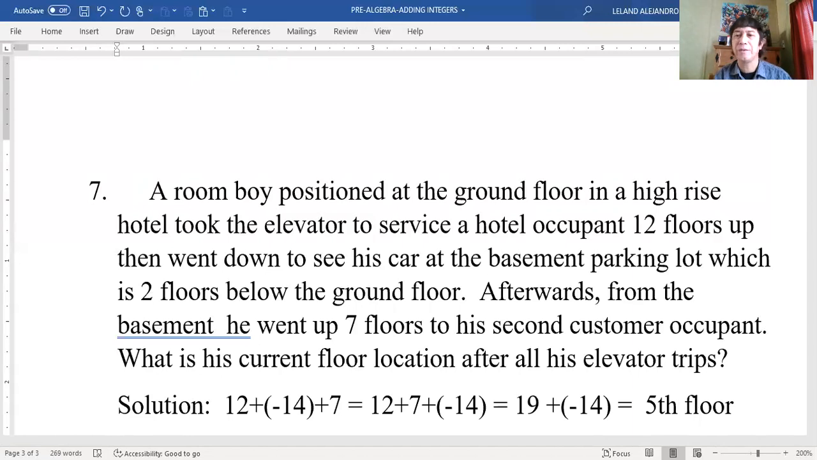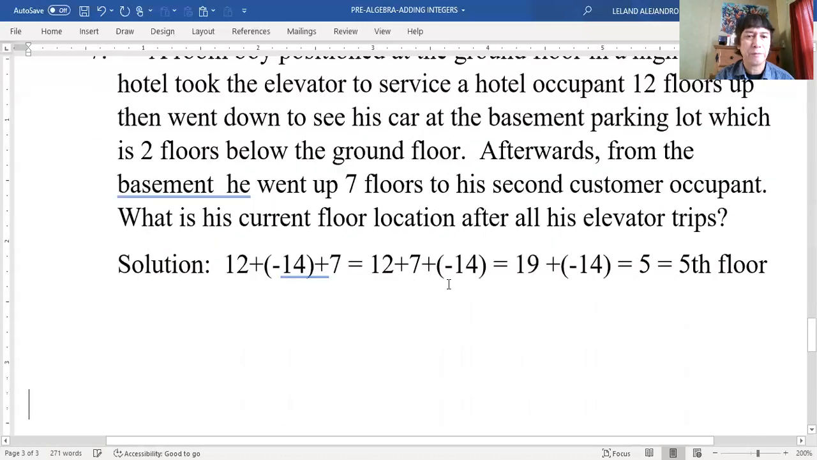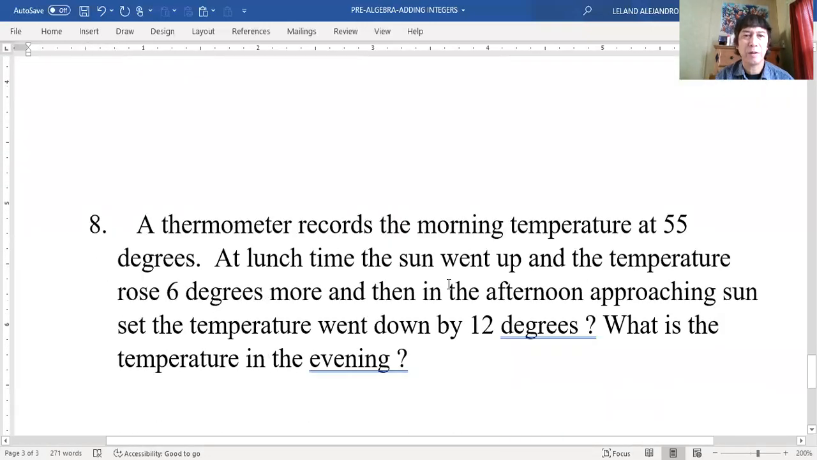That should be equal to 5. That goes to our number 7 example. Let's have the next one. This is about temperature. The instrument to measure temperature is the thermometer.